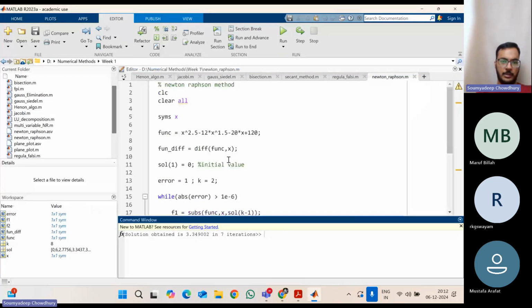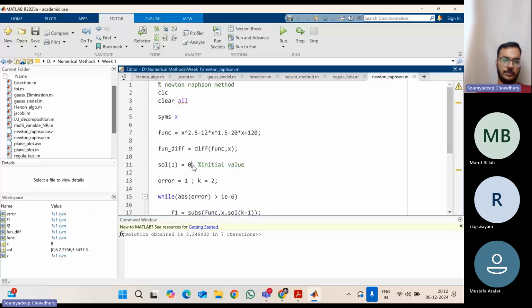So you can see here. Now I'll show you how this initial value is going to determine your solution. If I change the initial value to some big value like 1000, you see your solution obtained is 15, which is another solution of this equation, in 15 iterations. So if you change the initial value, it is giving you the other solution, and also the number of iterations increases.